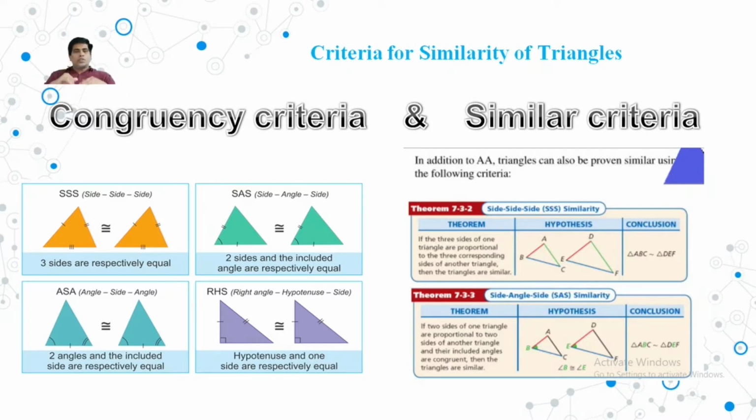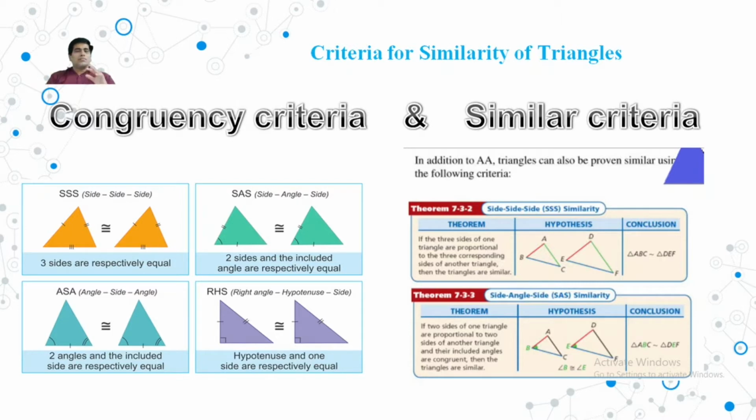So, discussing the 6.3 exercise. Before we do this exercise, we have to talk about criteria for similarity of triangles. Most students have a misconception between congruency criteria and similarity criteria. Why? Because for congruency we have 5 criteria, and for similarity we have only 3. Some names are the same, some are different.